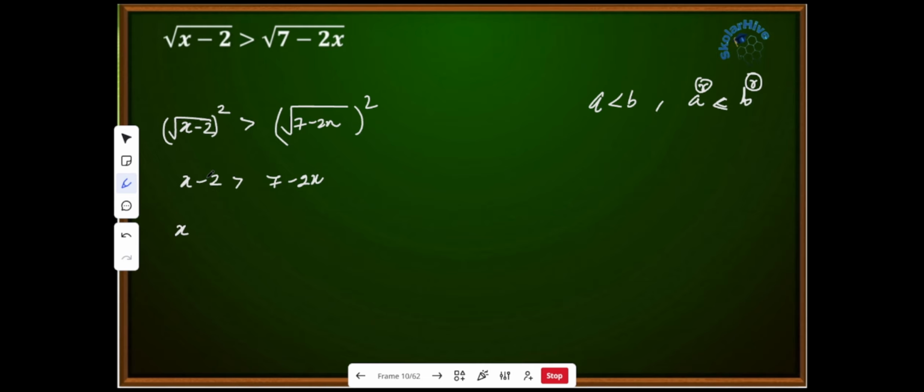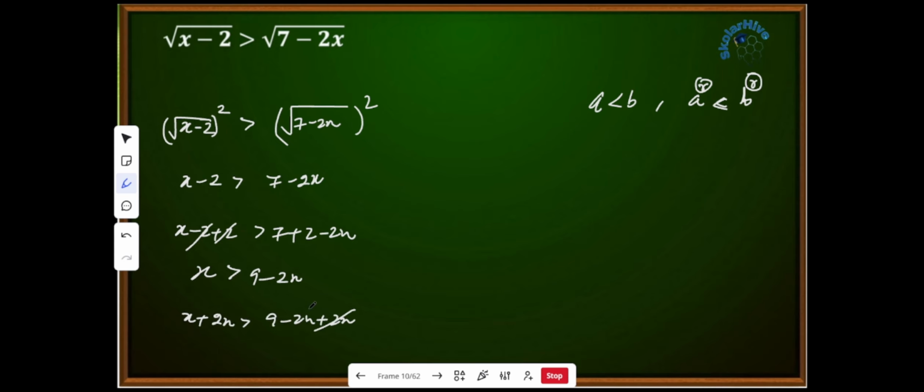So what extra things on the left, we'll eliminate that. So minus 2 means we have to add 2. So 7 plus 2 minus 2x. So this got cancelled. x greater than 9 minus 2x. So here again we'll add 2x on either side. So that will give us x plus 2x, 9 minus 2x plus 2x. So this will cancel, plus 2x and minus 2x. So here 3x greater than 9.